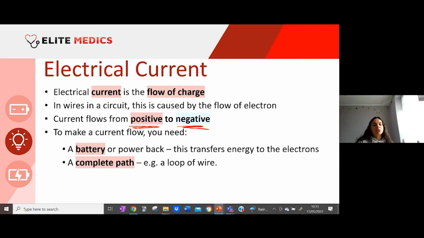To make a current, you will need a battery. This is going to give our electrons energy and allow them to move, basically. And you need a complete path, say a loop of wire, and you need this to be complete, being the key word. There can't be any gaps, otherwise our current can't flow.